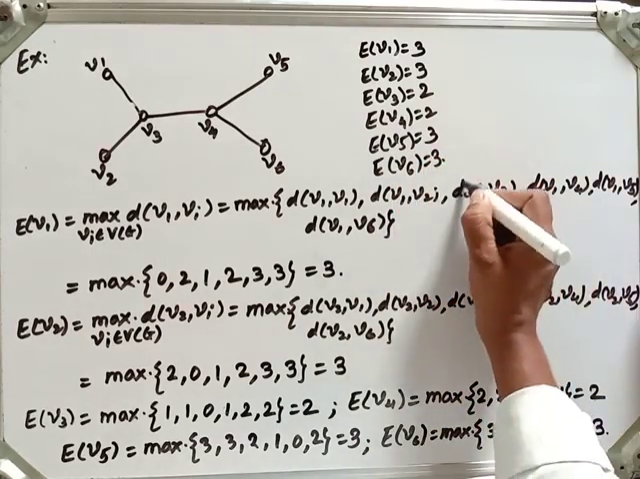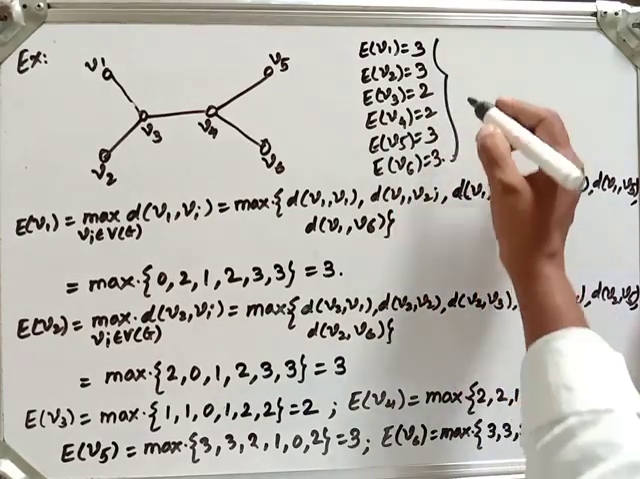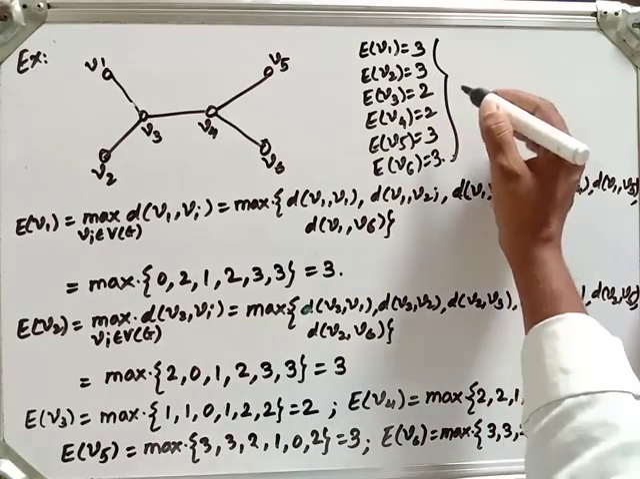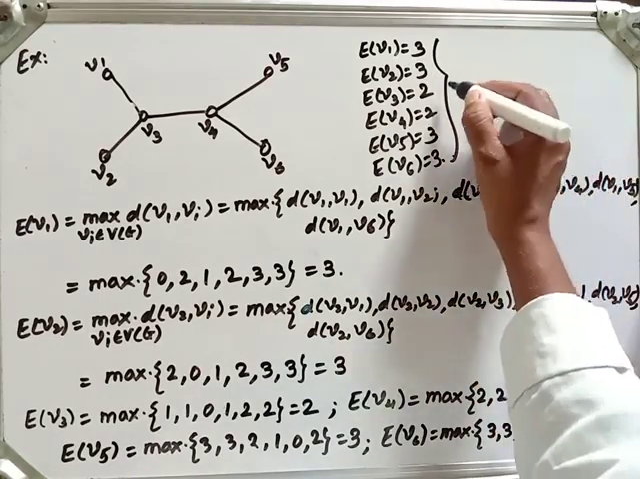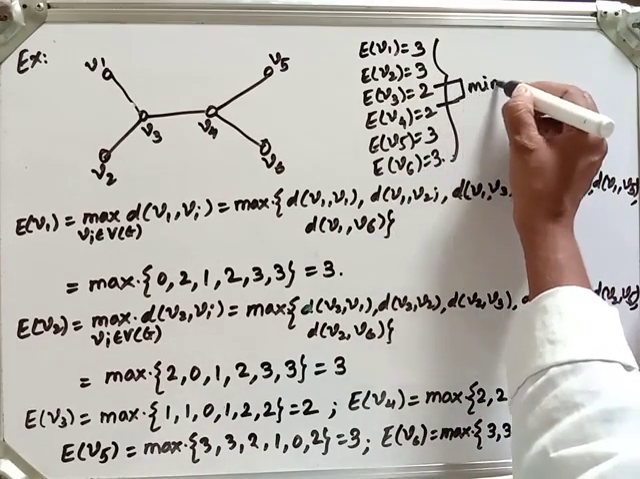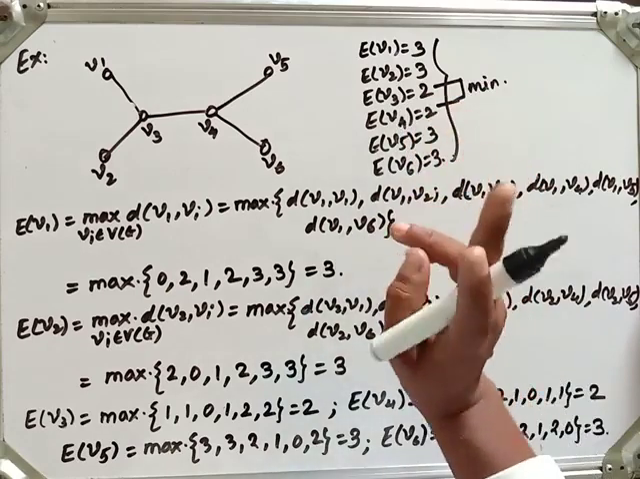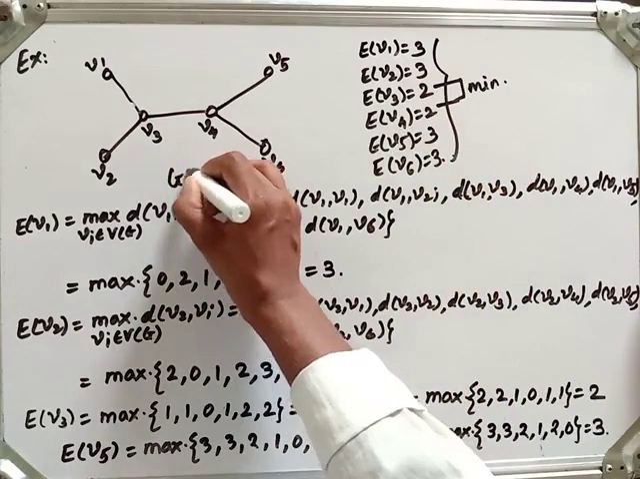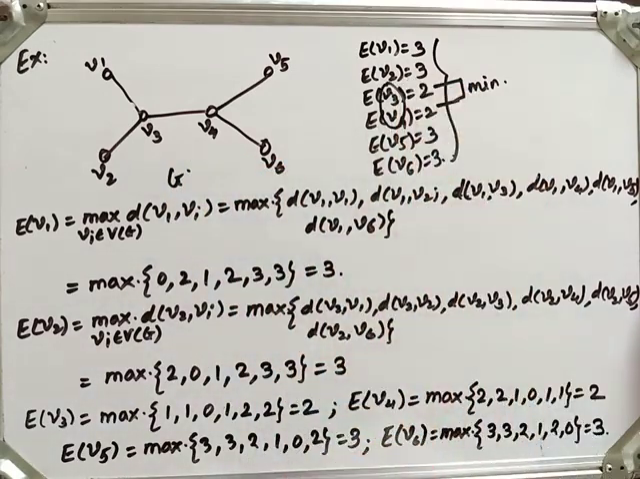Right? So here if you look among these, which vertices have the minimum eccentricity? It may be a single vertex, it may be more than one vertex. So now if you look, this is the minimum value here. This is the minimum eccentricity, right? So I can say V3 and V4 are the two centers of this graph G. Here this graph G has two centers, that is V3 and V4, right?